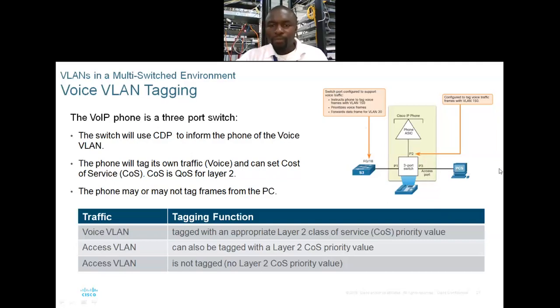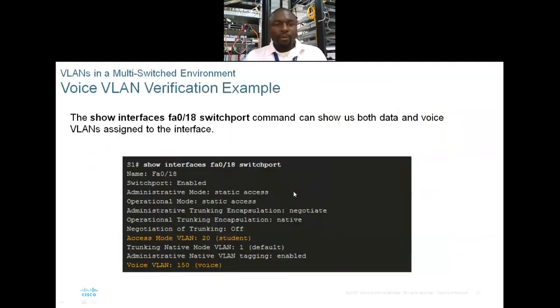All right. So that is that about voice tagging. Now, if you run the show interfaces, for instance, for this FastEthernet 0/19 switch port, it's going to give you whether the switch port is enabled, and it will tell you the mode, the operational mode, the encapsulation that is done, and importantly, the VLAN that particular port is connected to, and the native VLAN for that particular port.